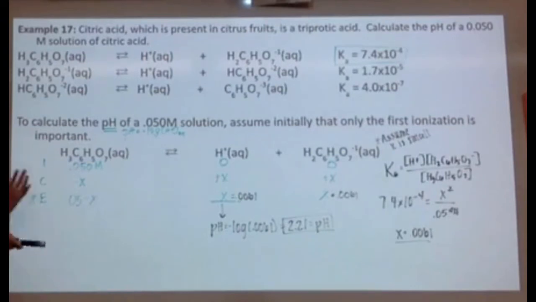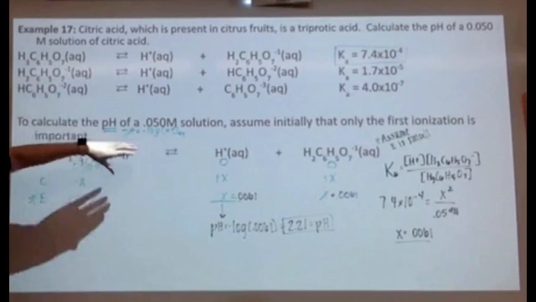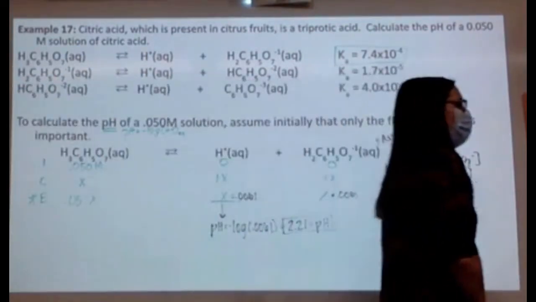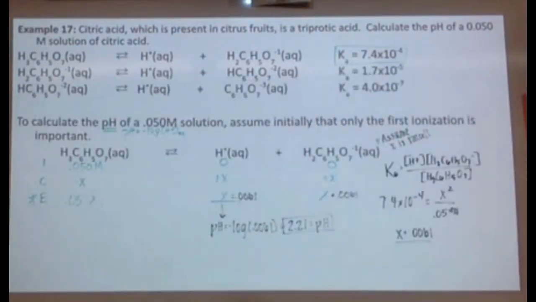So this is just like what we've been looking at before. We looked at calculating pH a couple days ago. But the difference here is that we had a polyprotic acid. In this case, it was triprotic. When you have an acid with multiple protons, we are always going to assume that only the first ionization is important, right? Just the first ionization. Any questions on this one?